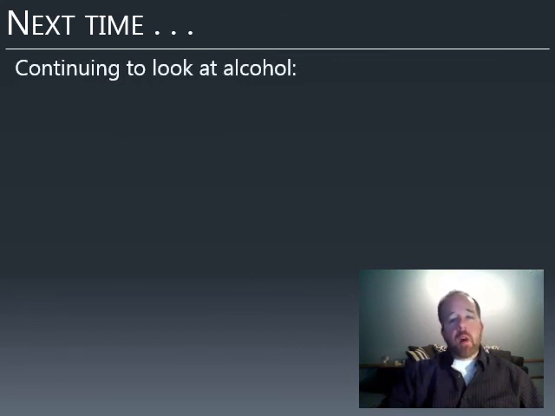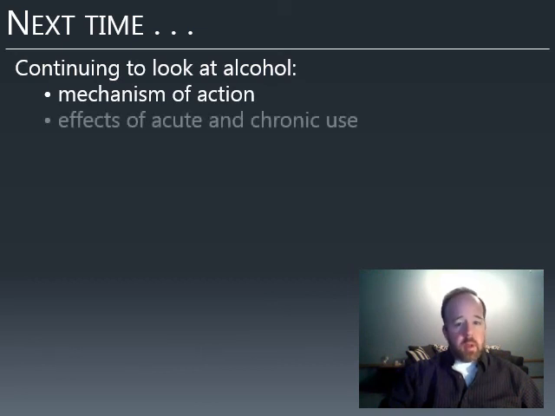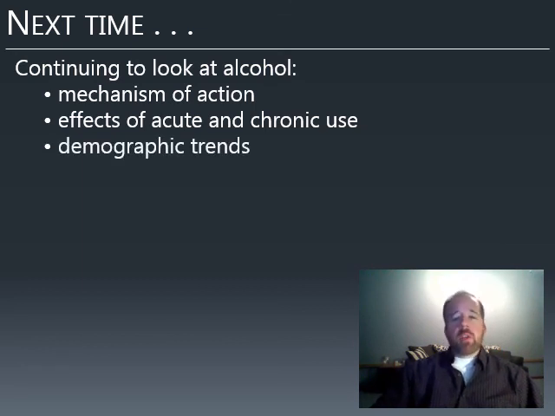Okay, so that is it for the history of alcoholic beverages. Next time, we'll still be looking at alcohol, but we'll be looking at how alcohol works, its mechanism of action, as well as what effects alcohol has, both in terms of acute use, so what happens immediately, and chronic use, as well as the behavioral and physiological effects. We'll also look at demographic trends, so who drinks alcohol, how alcohol consumption has changed over time, and we'll get into that next time as well.